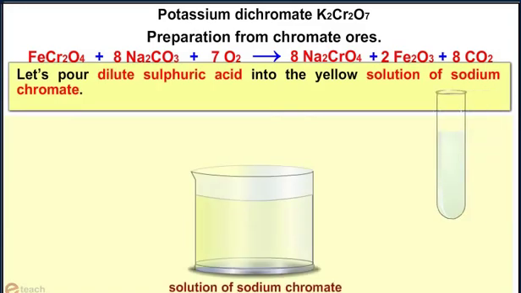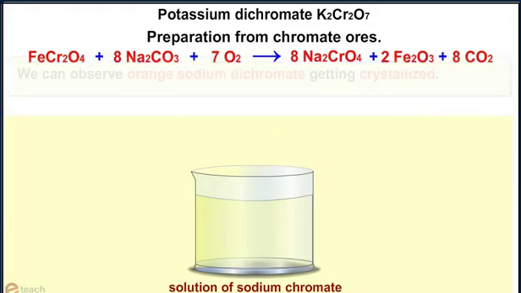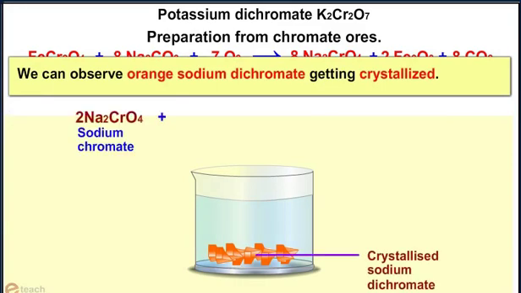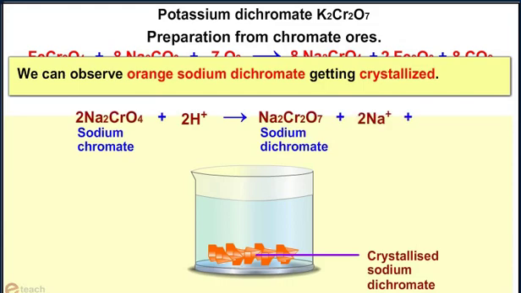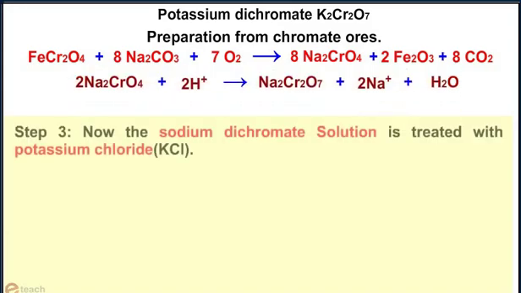Let's pour dilute sulfuric acid into the yellow solution of sodium chromate. We can observe orange sodium dichromate getting crystallized. This reaction is given by 2 Na2CrO4 + 2H+ gives Na2Cr2O7 + 2Na+ + H2O. Let's follow step 3.